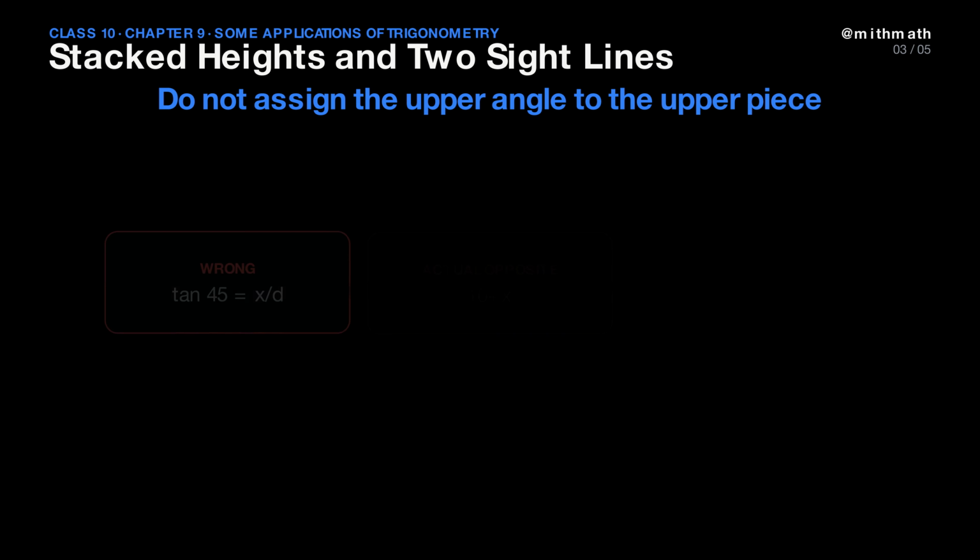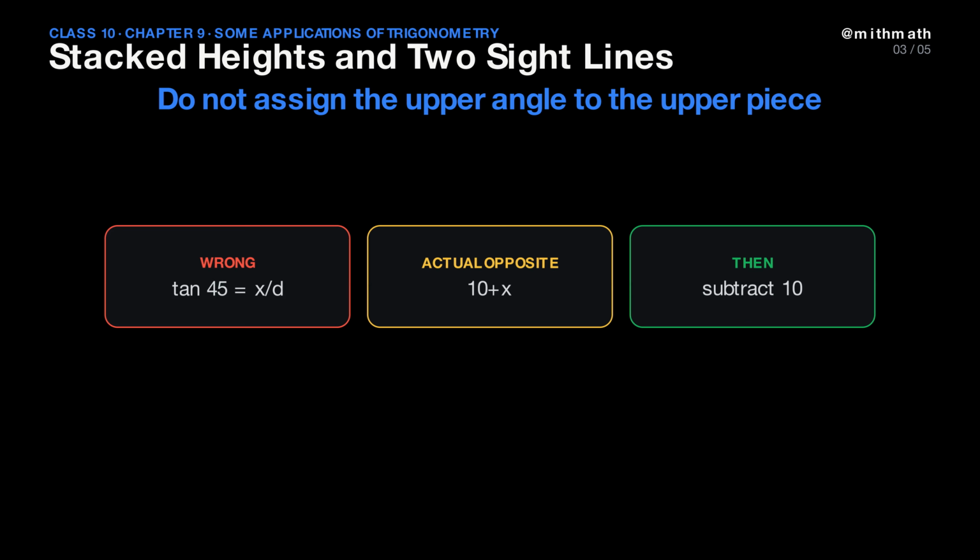The upper line of sight does not begin at the building roof. It begins at P, so its opposite side is the entire height 10 plus x. Solve the total first, then subtract.